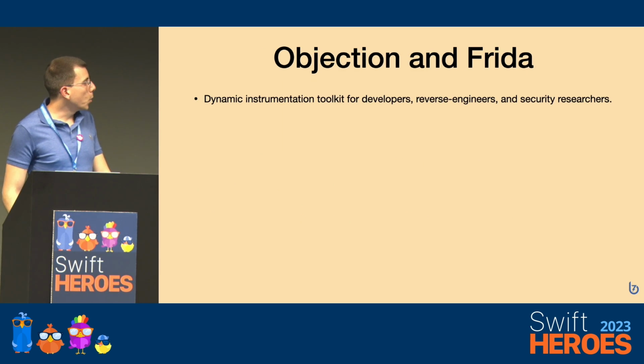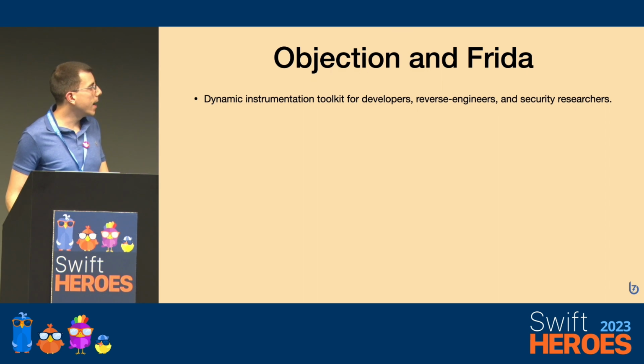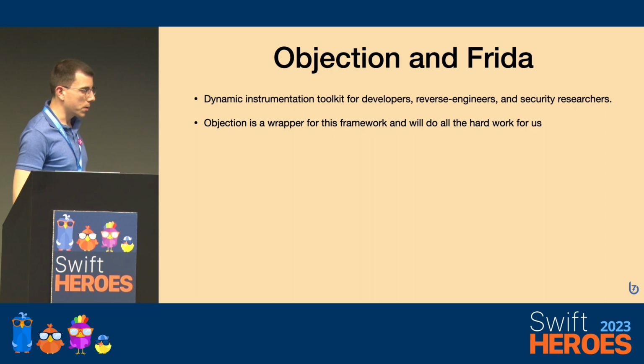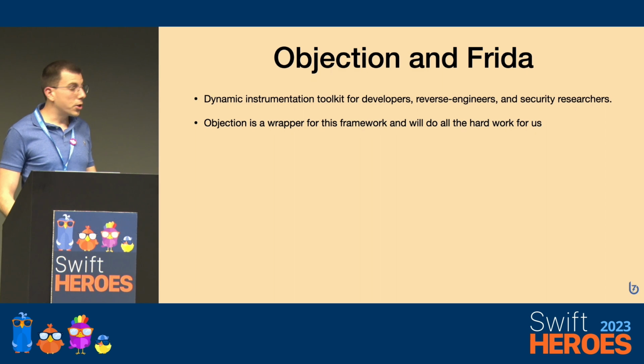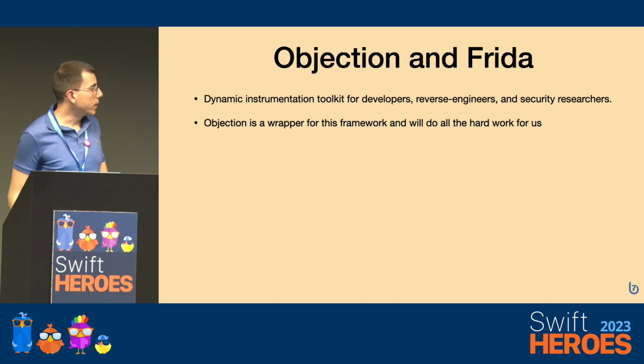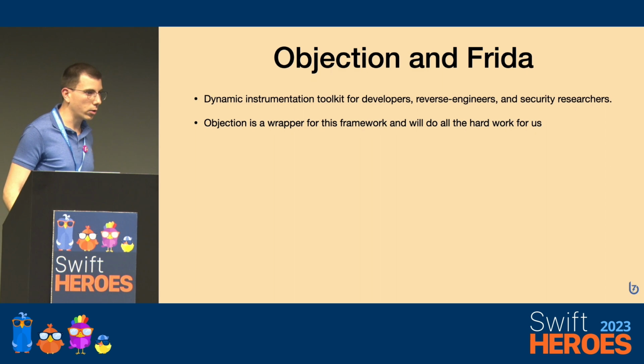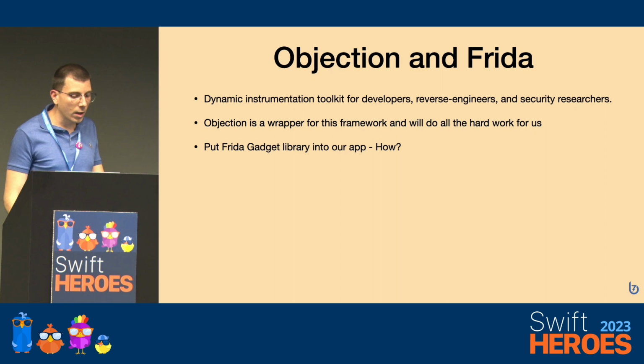Basically, we have a dynamic toolkit for developers, and it allows you to do some reverse engineering and some security research. I'm not going to explain it deeper because it's not the purpose of this presentation. But Objection is basically a wrapper for this framework that can do most of the work for you, so you do not have to do it old school and dig into the code and decompile it and so on.